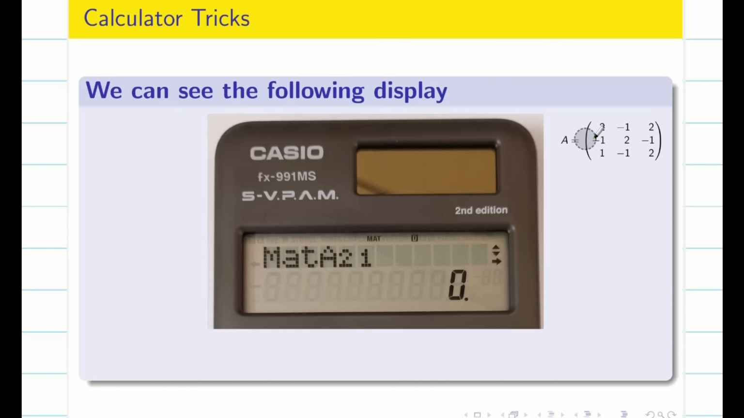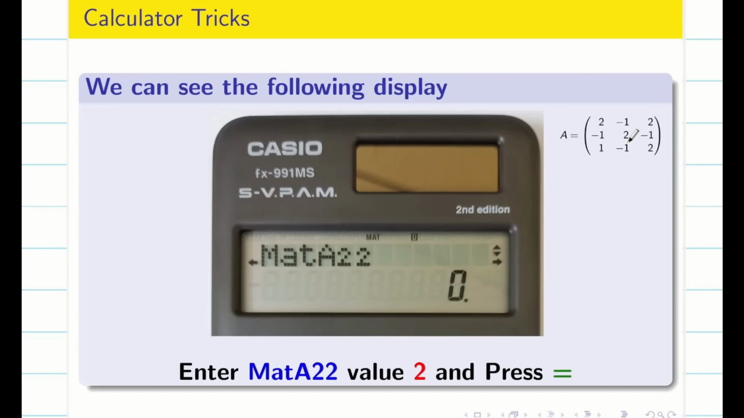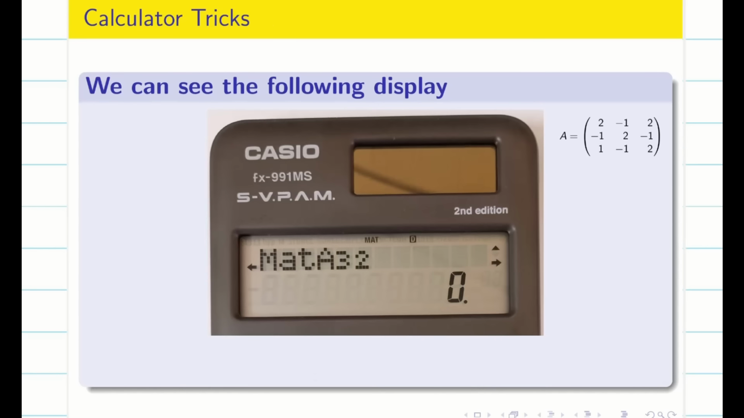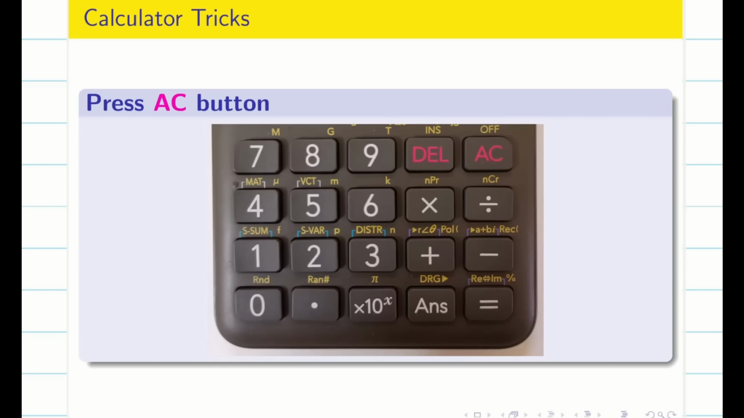The 2 1 value is minus 1, press minus 1 and press equal to. Similarly, the 2 2 value is 2 and the 2 3 value is minus 1, the 3 1 value is 1 and the 3 2 is minus 1. Finally, 3 3 is 2. When you have entered everything with equal to, now press the AC button because the calculator will again come and stop at the position mat A11. When you press this AC button, your calculator stores your matrix A. So now matrix A is ready to do the operation. Very simple. So slowly watch the video either once or twice to get all the points.